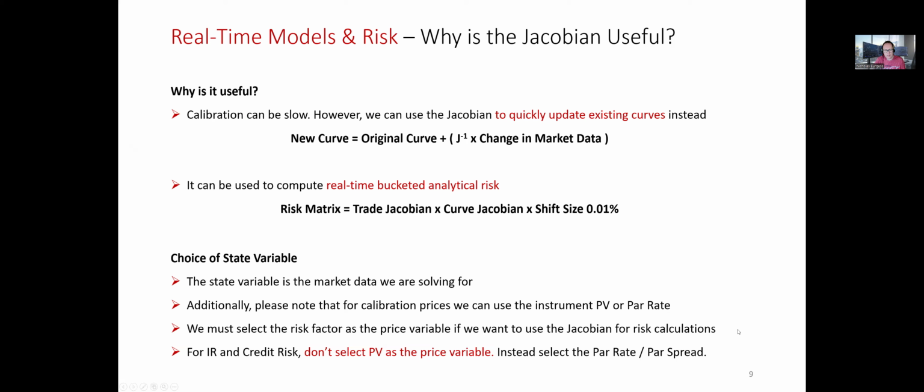Now, we must select the risk factor as the price variable if we want to use the Jacobian for risk calculations. What does that mean? It means don't use dollar values, don't use PVs, don't calibrate to a 0 PV for the instrument. If you want to use your Jacobian for risk calculations, you must calibrate to the par rate or the par spread. So the par rate for interest rate swaps, the par spread for CDSs. So use the risk factor, not the dollar value of the instrument, as the state variable. So for interest rate and credit risk, don't select the PV as the price variable. Instead, use the par rate or par spread. And we'll have an example of that shortly, explaining why.